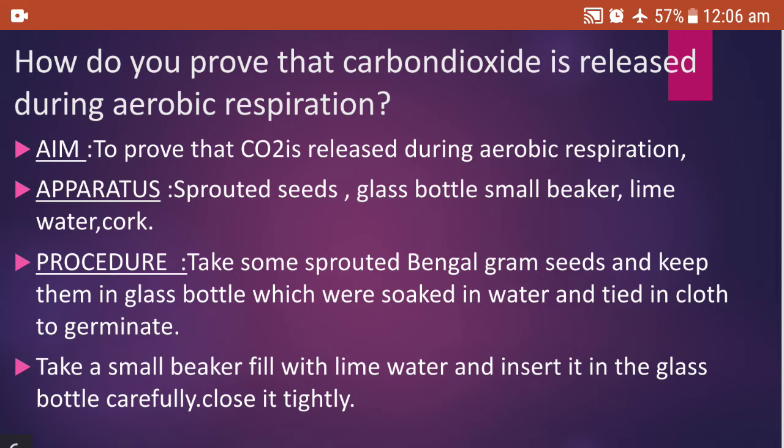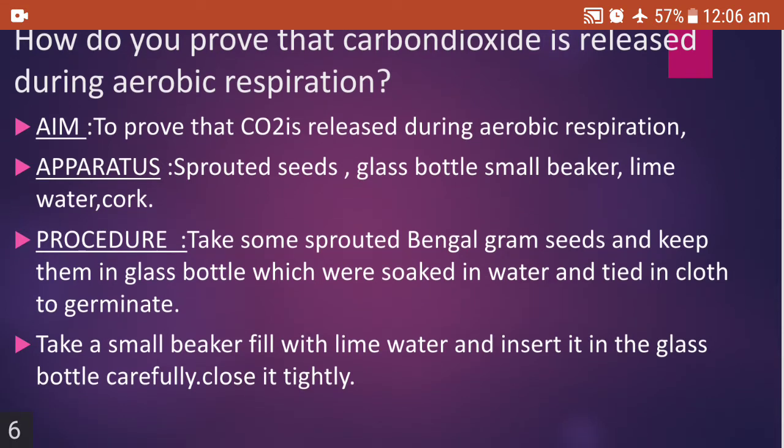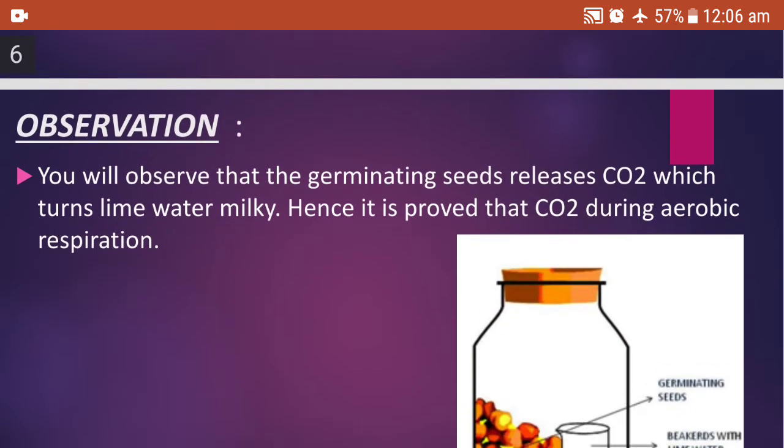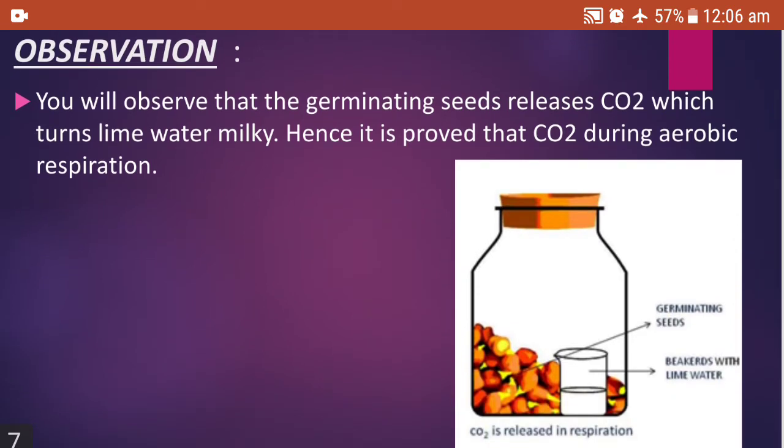Take a small beaker filled with lime water and insert it in the glass bottle carefully. Close the glass jar tightly like this. We have taken the sprouted seeds and also the lime water in a beaker, and we leave the apparatus for some time.